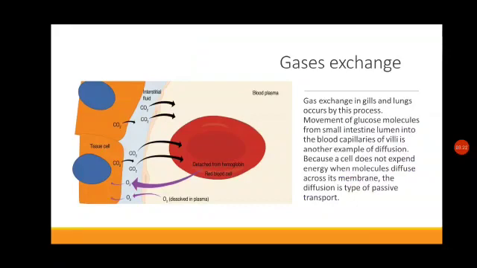Here the exchange of gases takes place. You can see in this diagram the blood plasma, and the red blood cell. It is shown that carbon dioxide is diffused inside and oxygen is moving toward the tissue cells. The gas exchange in the gills of the fish and the lungs occurs by this process. Movement of glucose molecules from the small intestine lumen into the blood capillaries of the villi is another example of diffusion, because a cell does not expend energy when molecules diffuse across its membrane.